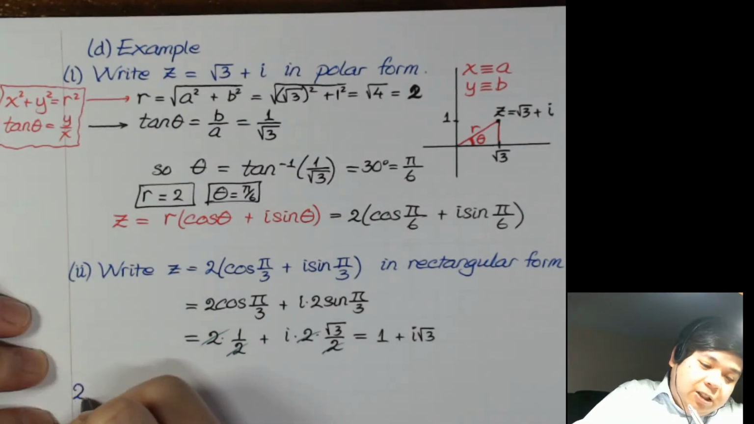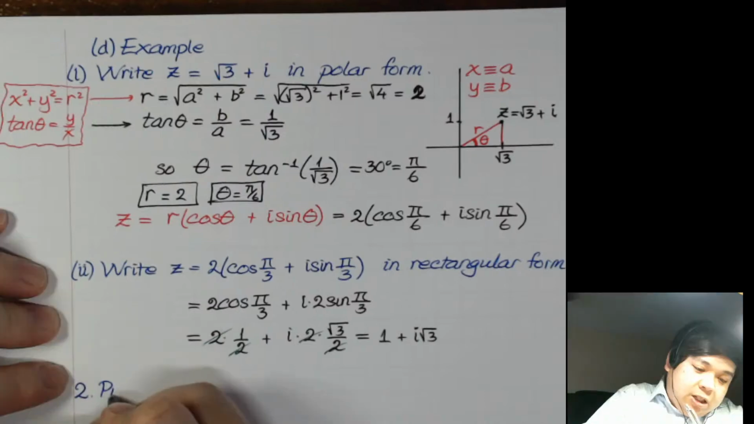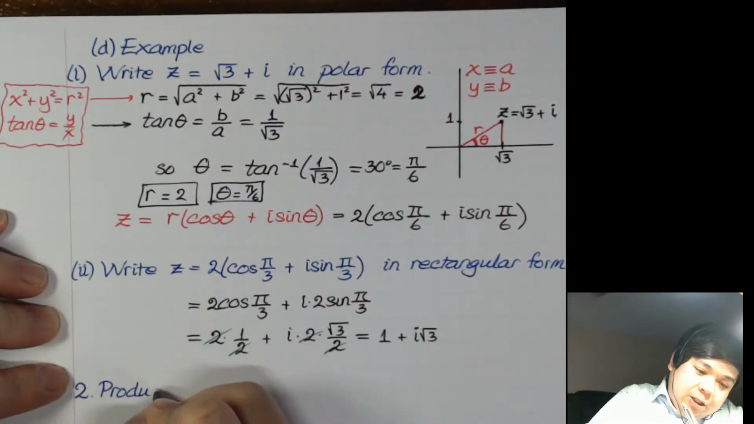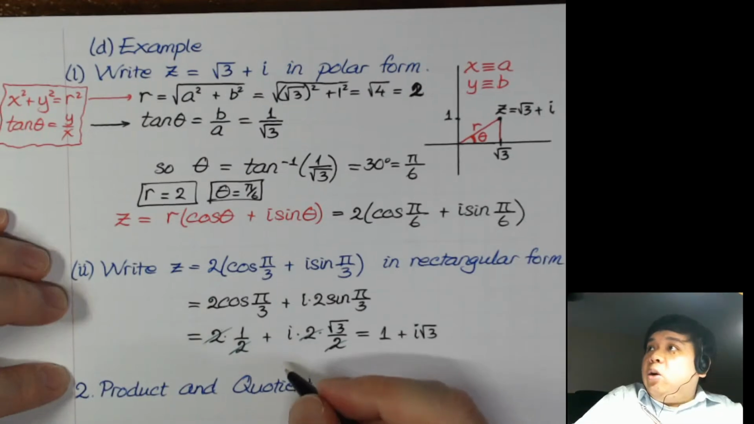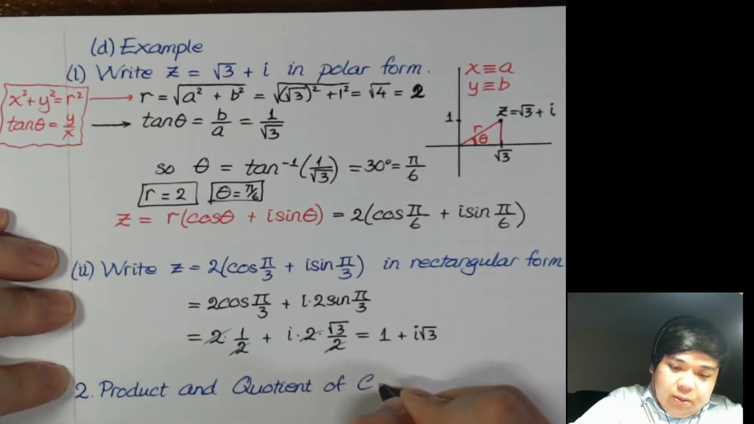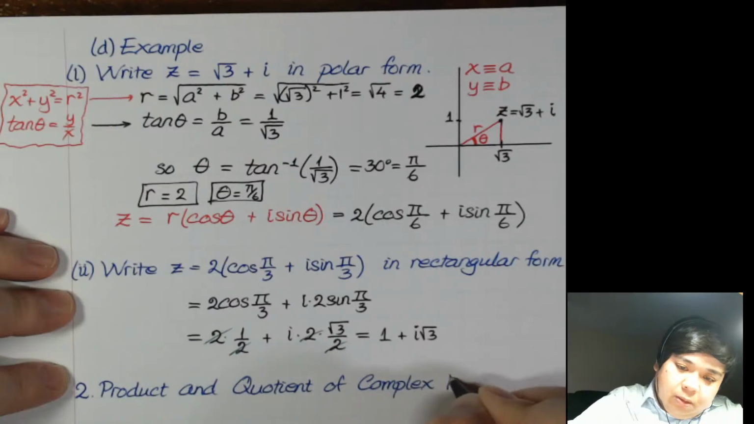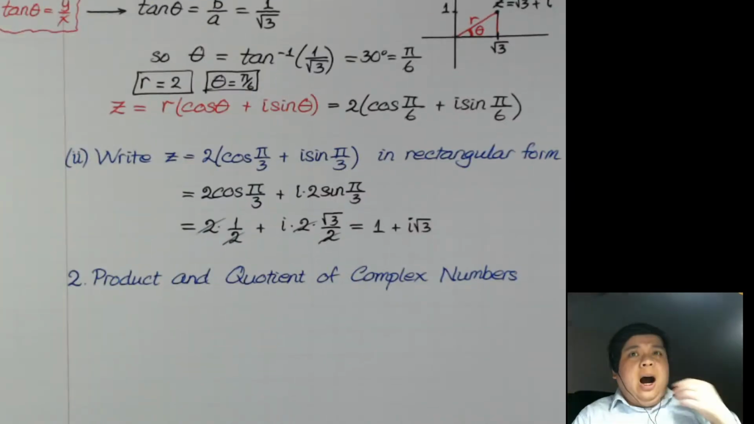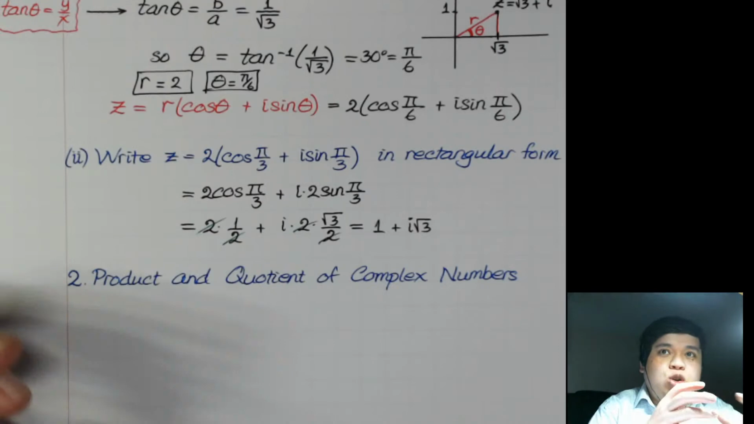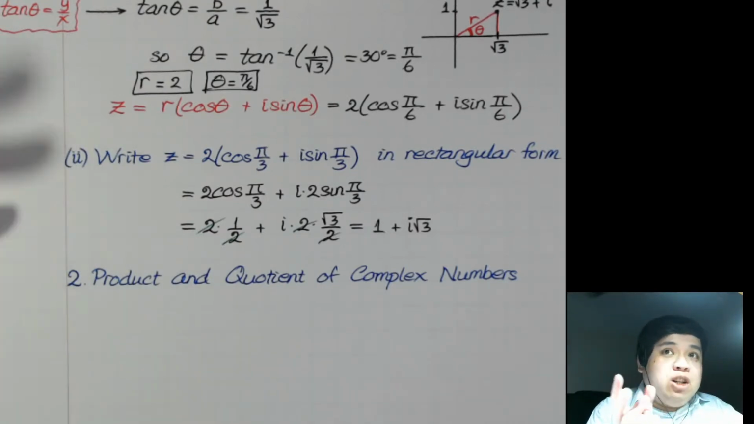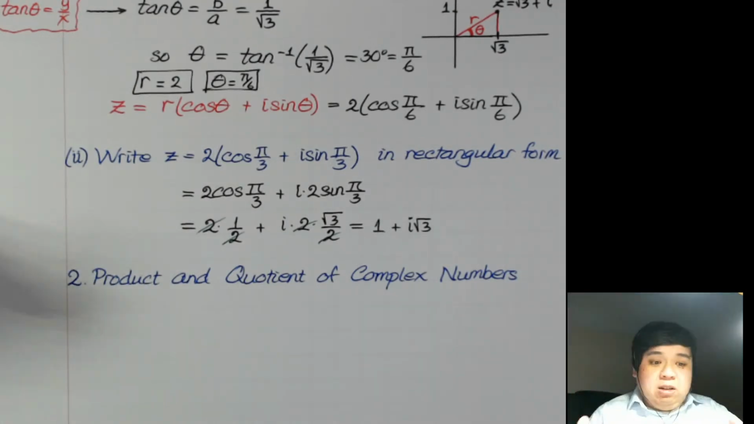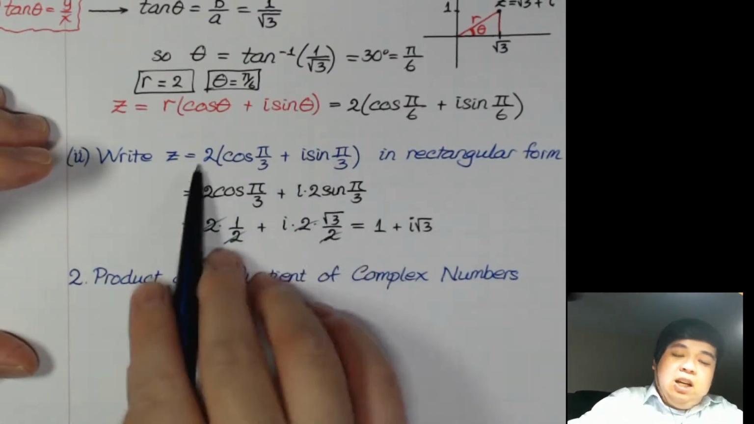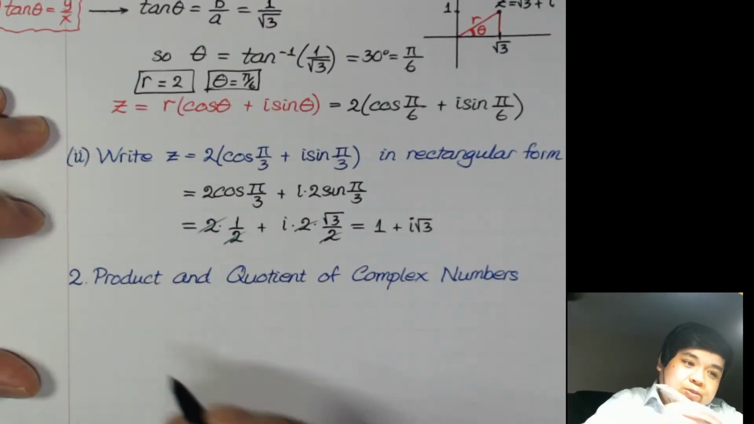Next, we use the product and quotient of complex numbers. Now, in section 9.3, we learned how to multiply, add, or divide complex numbers in rectangular form. That's easy, but it's even easier when we have the numbers in polar form. So let's look at the theory here.